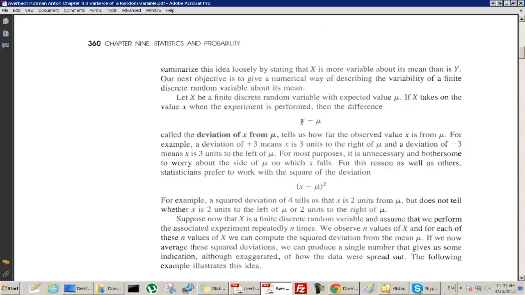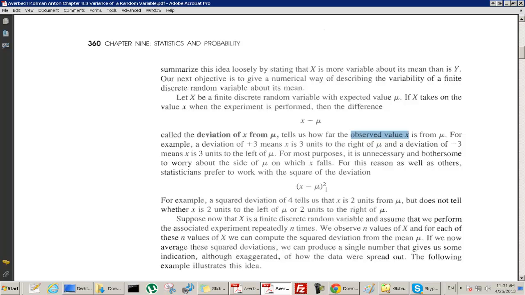So in that case, 2 minus 0, the deviation would be 2. And that tells us how far the observed value x, so that's what we actually got, so they call it the observed value, is from the mean, mu. For example, a deviation of +3 means that x is 3 units to the right of mu, and a deviation of -3 means that x is 3 units to the left of mu. For most purposes, it is unnecessary and bothersome to worry about the side of mu on which x falls. For this reason, as well as others, statisticians prefer to work with this.